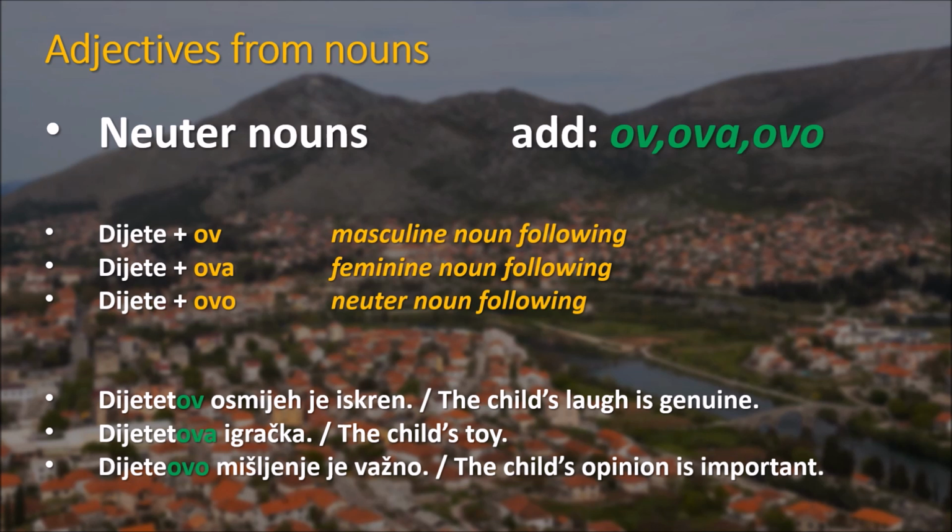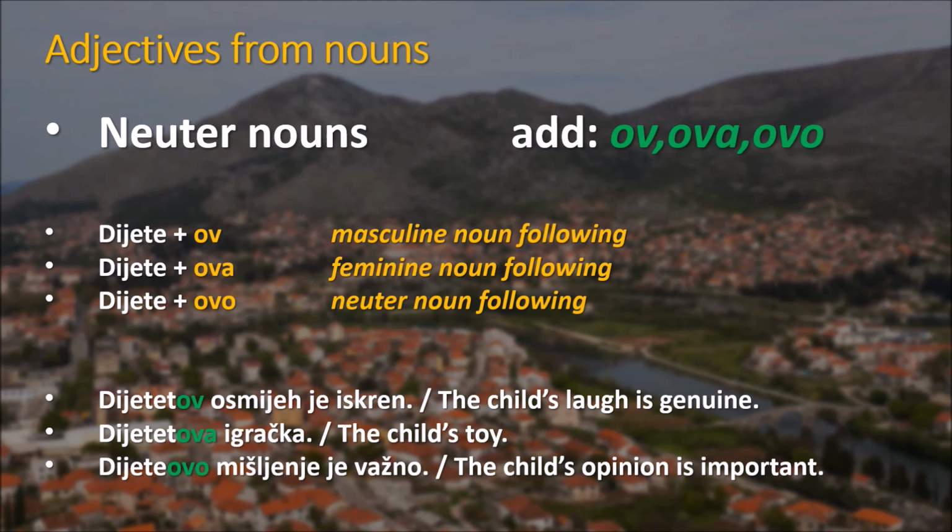The next example, igračka, the child's toy. Igračka is a feminine noun, and that's why we're saying djetetova, because the child's toy needs to match the toy in gender, which is feminine, so that's why we have djetetova.